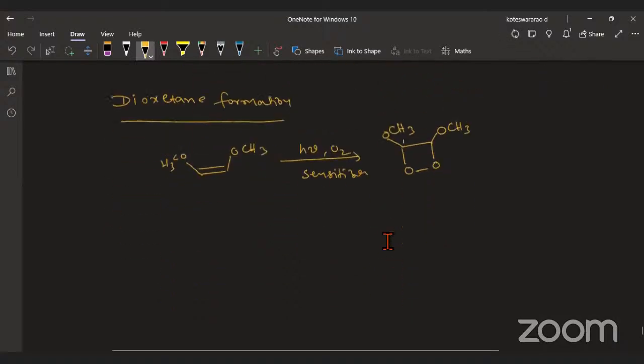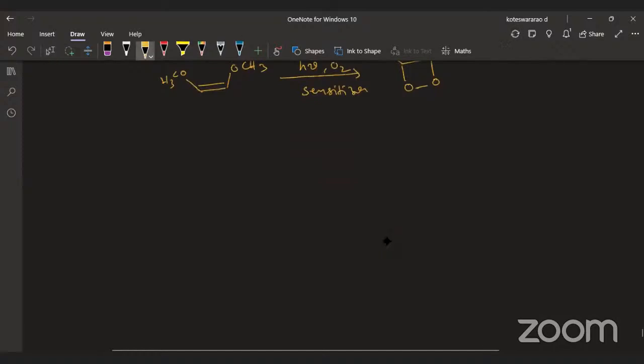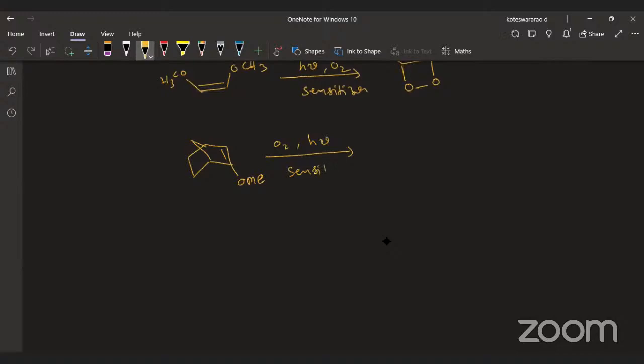Similarly, you take another bicyclic system, which is treated with oxygen and irradiated with a sensitizer.